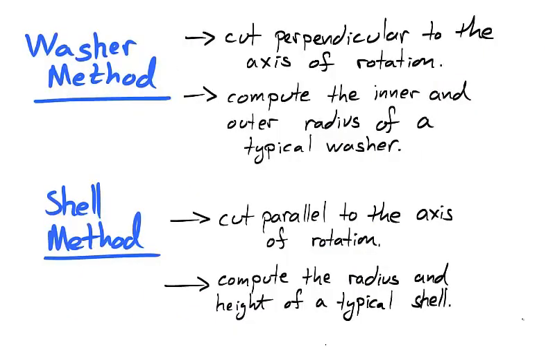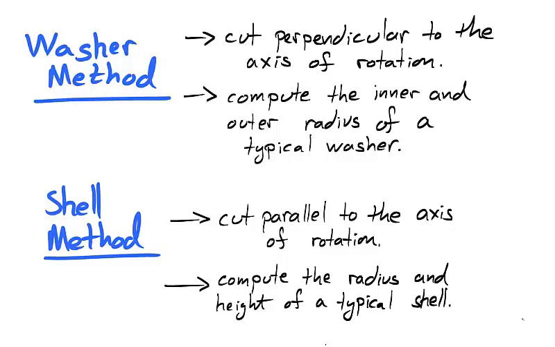In summary, we have two methods to compute the volume of a solid of revolution. To decide which to use in a particular problem, remember that in the washer method, you must cut perpendicular to the axis of rotation. Ask yourself, can you easily describe the inner and outer radius of the washer formed by rotation? If not, then shells might be a better choice.